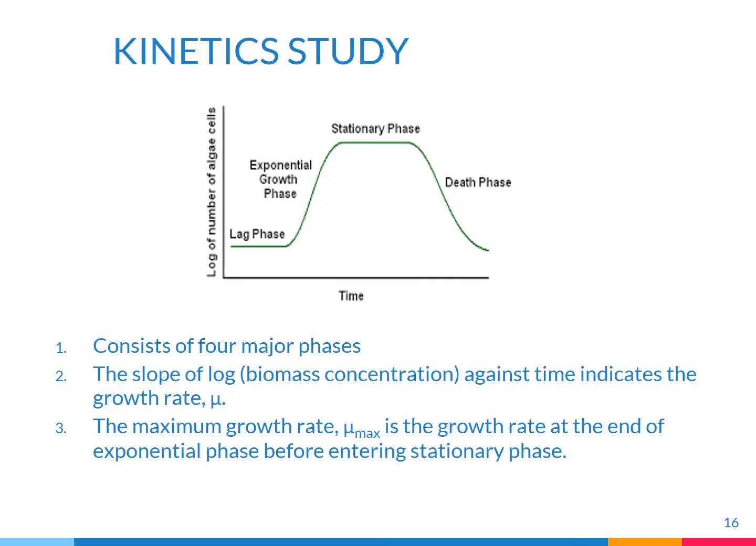And lastly is the kinetic study, where the figure shown is the normal growth phase of a cell, starting from the lag phase to the dead phase. It consists of 4 major phases: lag phase, exponential phase, stationary phase, and dead phase. However, the slope of log or the exponential phase against time will indicate the growth rate, which is mu. Maximum growth rate, mu max, is the growth rate at the end of the exponential phase, which is used to see the growth rate of cultivation of algae.